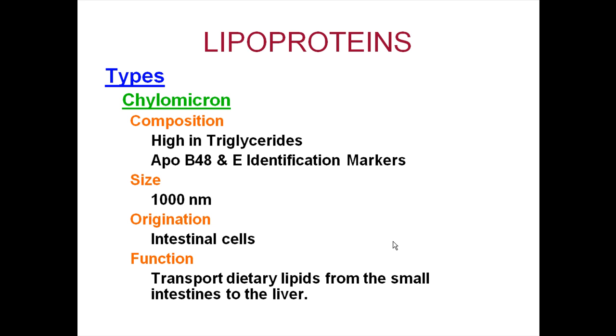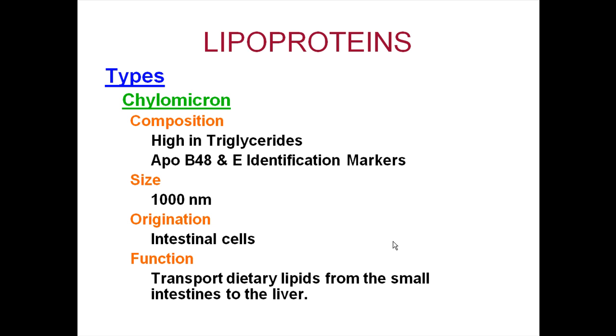Chylomicrons are the biggest lipoproteins, 1,000 nanometers, and a nanometer is 1 billionth of a meter. As you go through, you'll see that they are larger. It doesn't matter that you know the actual number, but just know that chylomicrons are the largest lipoproteins. So they're high in triglycerides, they come from the intestines, and they transport lipids that we eat from food from the intestines on the way to the liver.